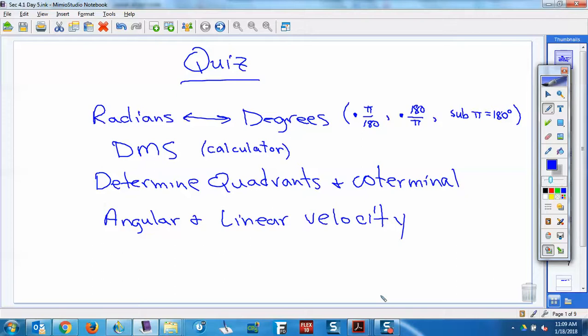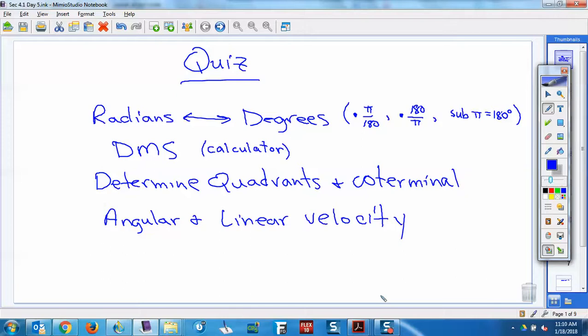So, converting between radians and degrees: if we're converting to radians, we multiply by pi over 180, right? Because the degrees are on the bottom, so they would cancel out and you'd end up with radians. Or multiply by 180 over pi, usually with decimal radians, but the pi's on the bottom, so the radians would cancel out and you end up with degrees.